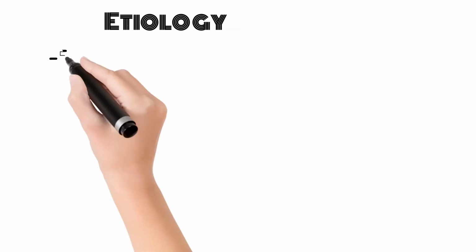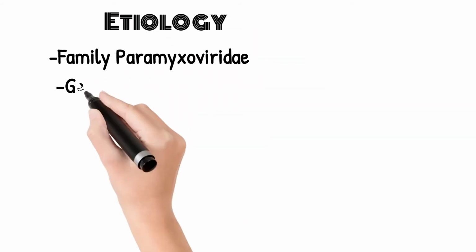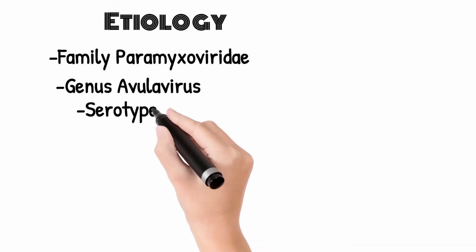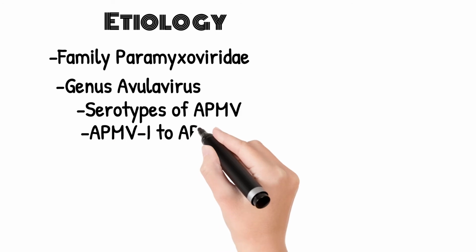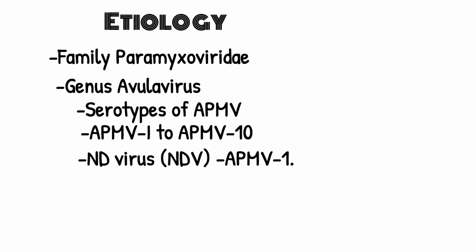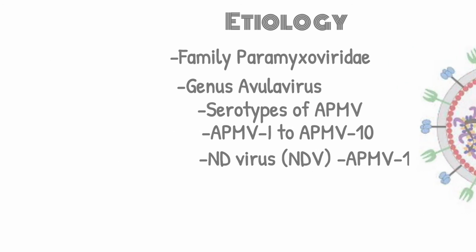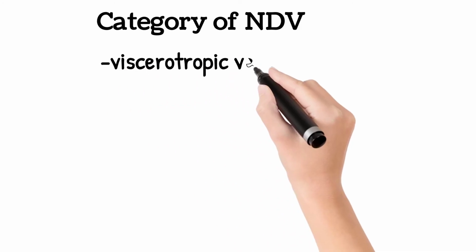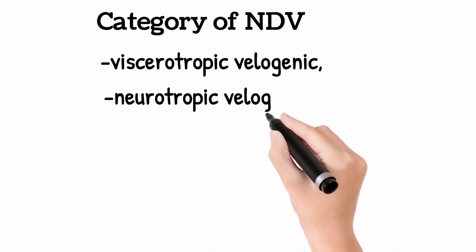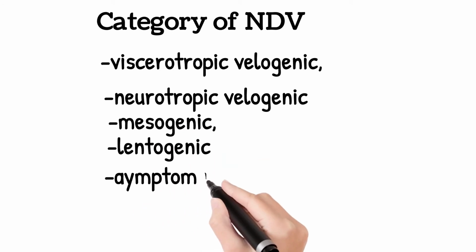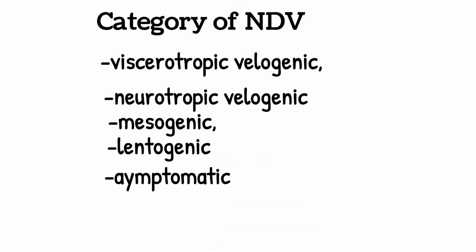Etiology. Newcastle disease (ND) is a member of the family Paramyxoviridae in the genus Orthoavulavirus. There are 10 serotypes of avian paramyxoviruses, designated APMV-1 to APMV-10, and ND virus (NDV) has been designated APMV-1. NDV has also been categorized into 5 pathotypes based on clinical signs in infected chickens: viscerotropic velogenic, neurotropic velogenic, mesogenic, lentogenic or respiratory, and asymptomatic enteric. Pathotype groupings are rarely clear-cut.